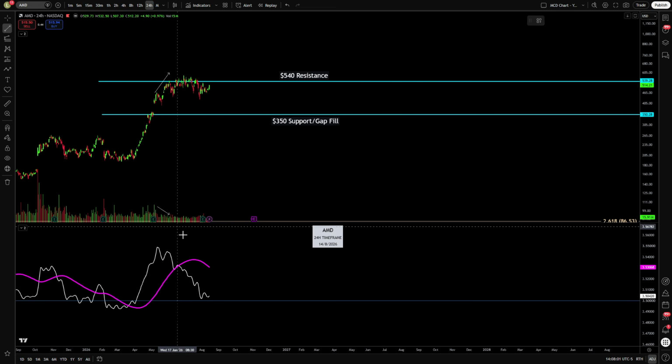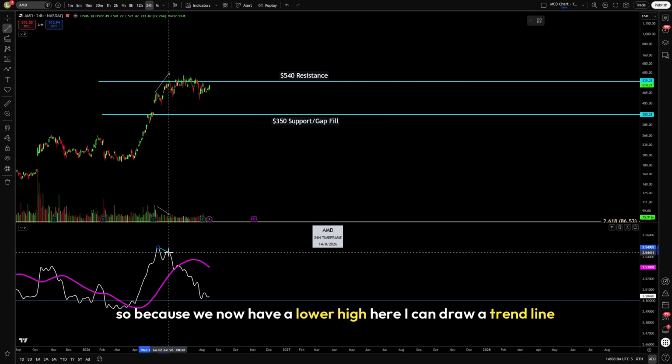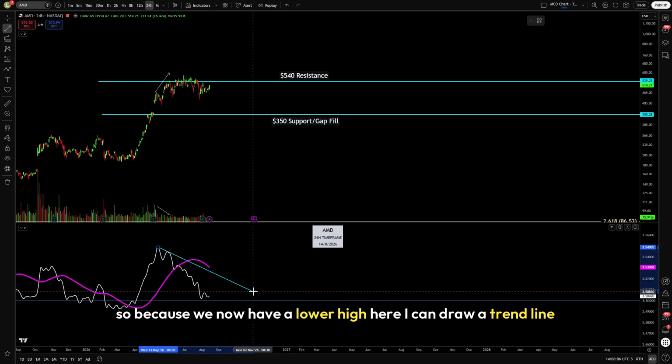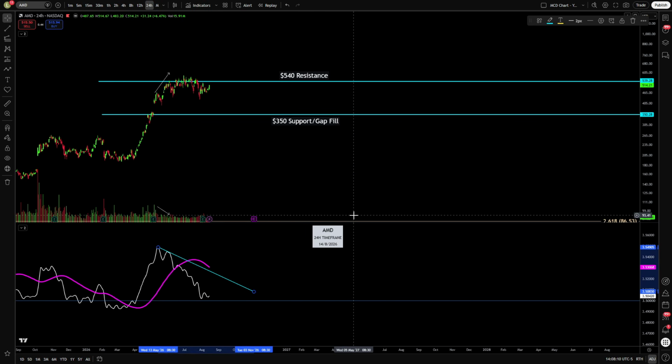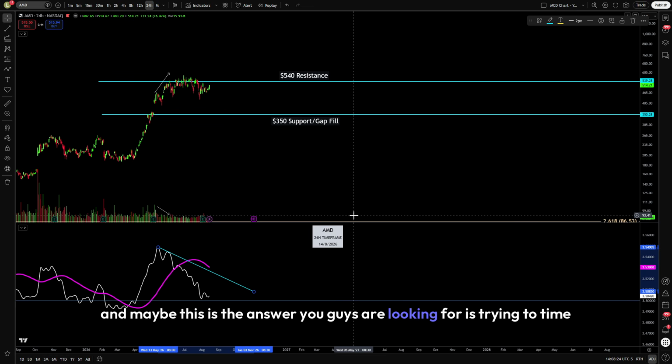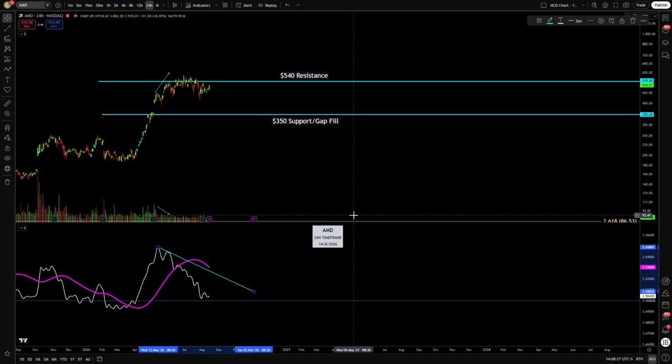Let me show you. Because we now have a lower high here, I can draw a trend line. And this is something that has been happening on repeat for AMD. Some of the best setups on AMD happen when you get this bearish divergence setup. The trick, and this is the $1 million question, and maybe this is the answer you guys are looking for, is trying to time when that reversal and that bottom comes in. I can share with you a couple of tricks that have worked for me and helped confirm when that bottom comes in on AMD.